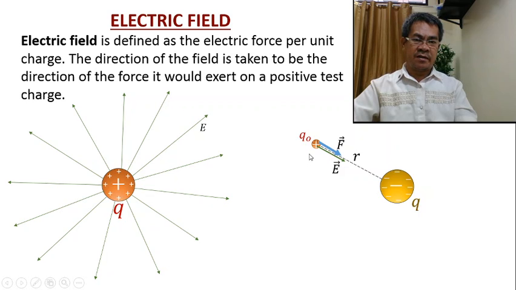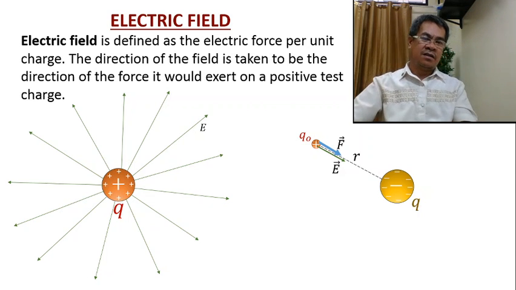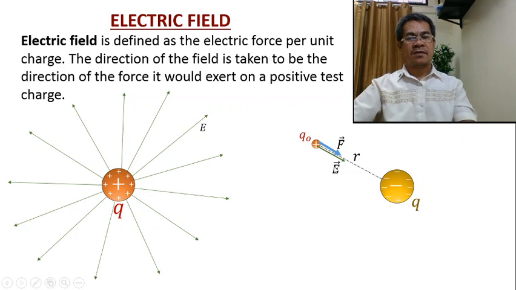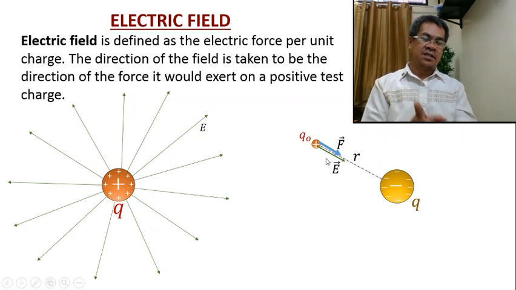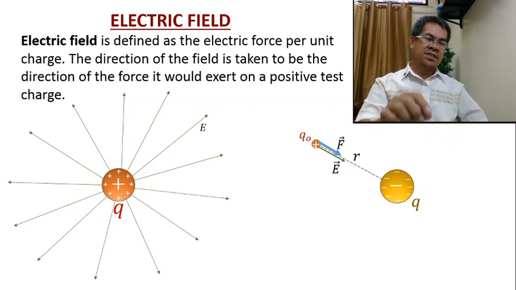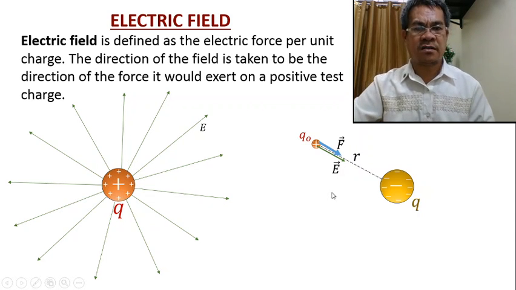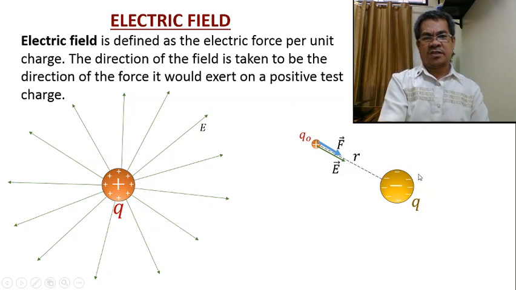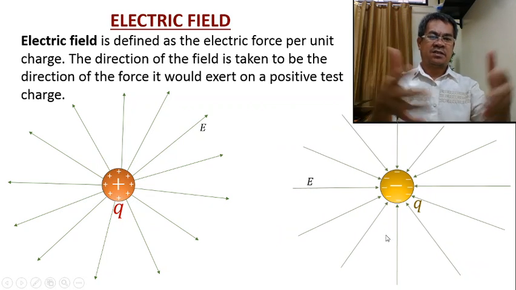Now, suppose I bring a negative test charge here. If this is a negative test charge and this is a negative source charge, the force must be in the opposite direction. So it tends to move away, but the electric field, take note, is in the same direction. Why? Because for a negative charge, the force and the electric field are in opposite directions. But for a positive charge, the direction of the force and the electric field will be the same.